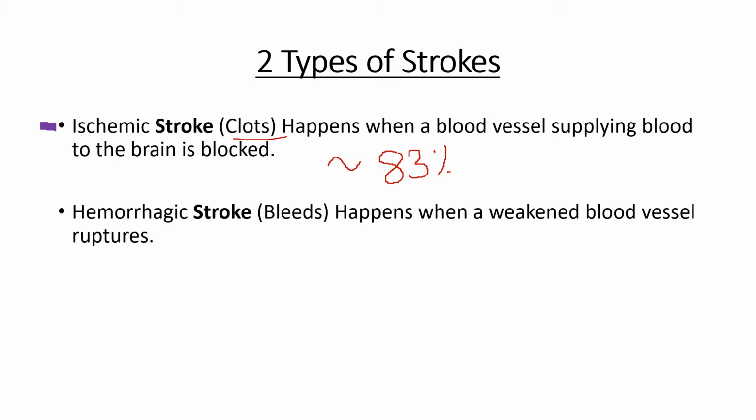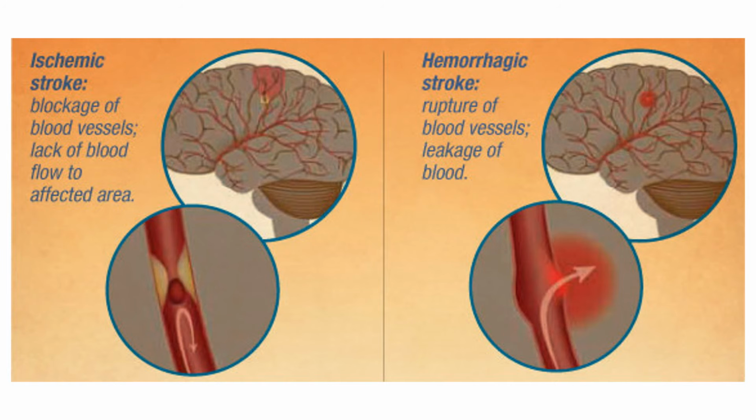Hemorrhagic strokes, where there's bleeding, happen when a weakened blood vessel ruptures. That pretty much accounts for the rest, more or less about 17%. Again, I'm not saying that this is a hard, fast number. That's why I put the squiggly line there. But one thing is for sure, the vast majority of strokes are a result of clots, so the ischemic strokes.